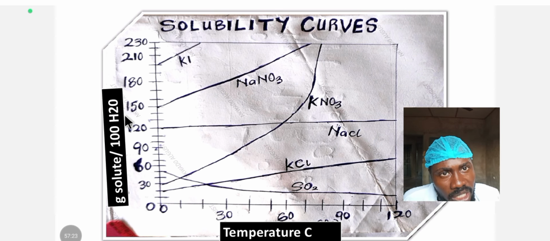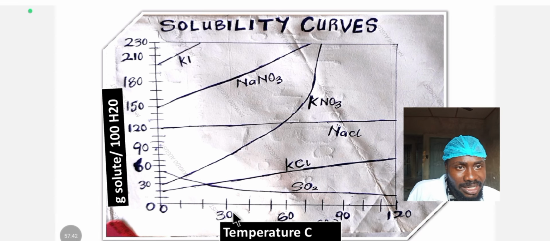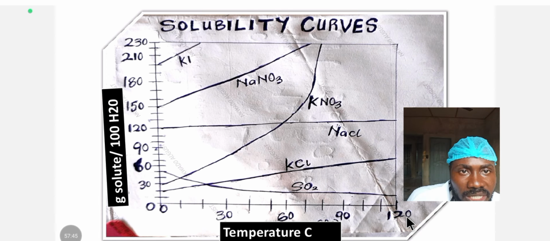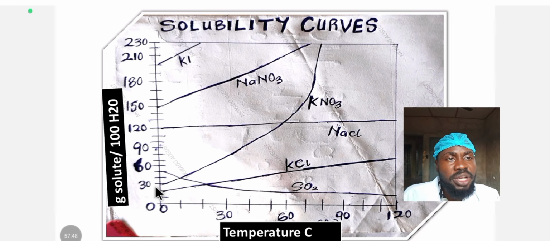Look at it, H2O is the solution. How many of these solutes can dissolve in this solvent? The solvent is water. How many of these solutes will dissolve in water at a given temperature? The temperature here is 30 degrees, 60 degrees, 90 degrees, 120 degrees. The solute is measured in cubic decimeter: 30 cubic decimeter, 60 cubic decimeter, 90 cubic decimeter.